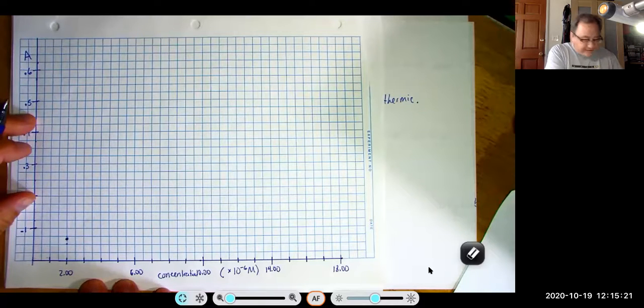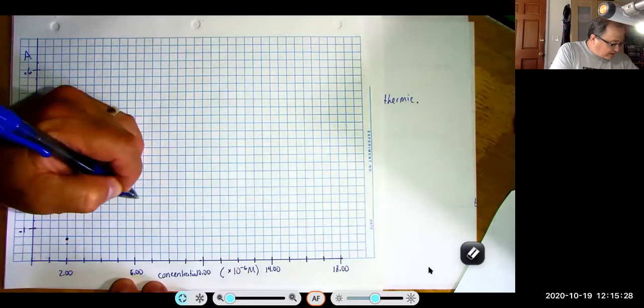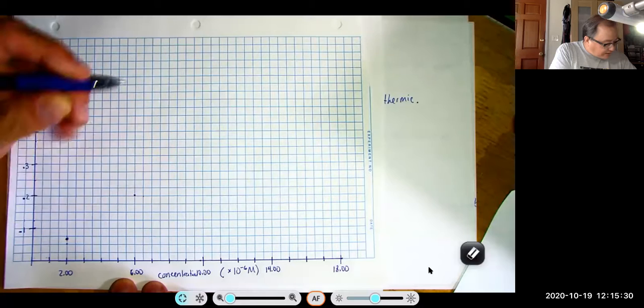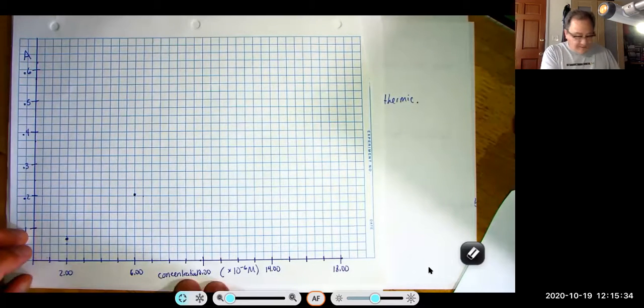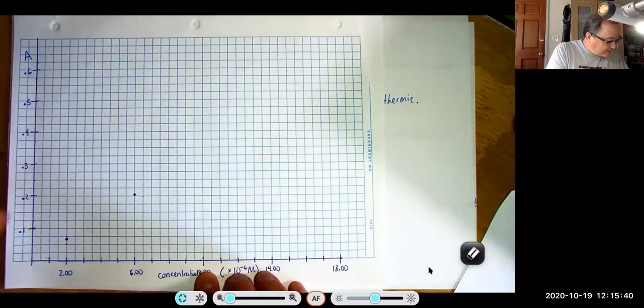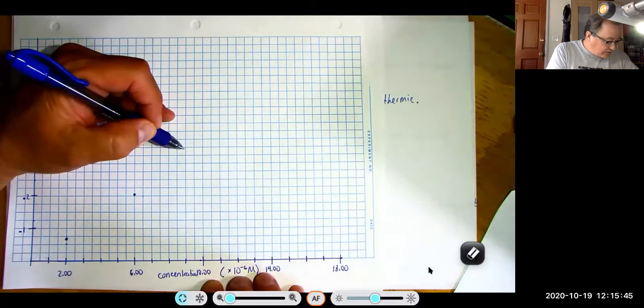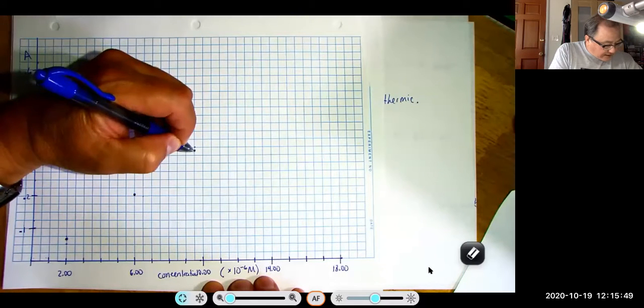And then I've got 6 and 0.205. 0.205 is right here. So 0.205 is just going to be a little above 0.2. Then I've got 10 and 0.338. So here's 0.3. Here's 0.35. So 0.338 should be a little less than 0.35.